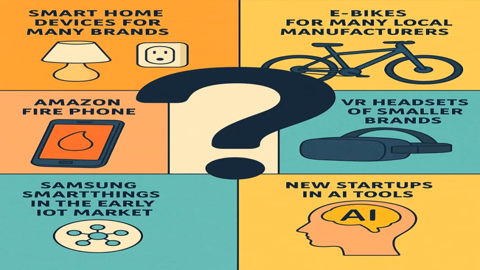And the VR handsets of smaller brands are also categorized as question mark products because these products have a low market share. And a new startup in AI tools is categorized as a question mark product because there is high market growth in this industry but low market share, because most people don't know this technology, and most people don't want to use this technology.